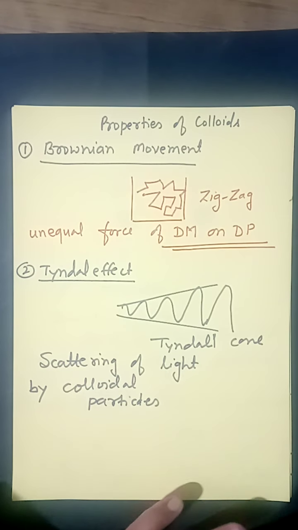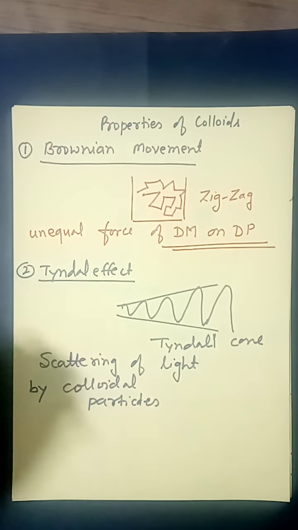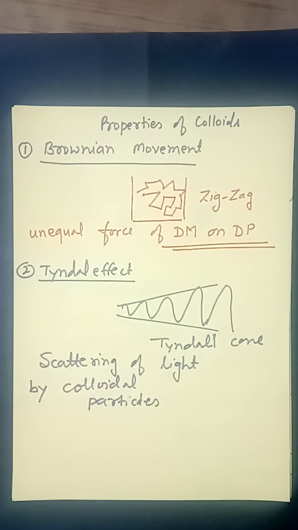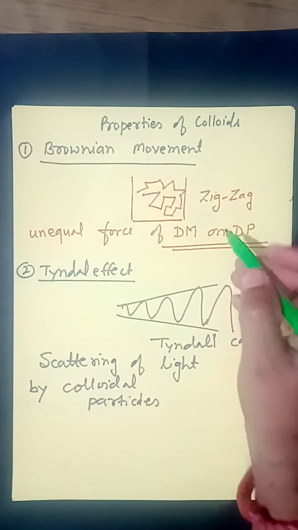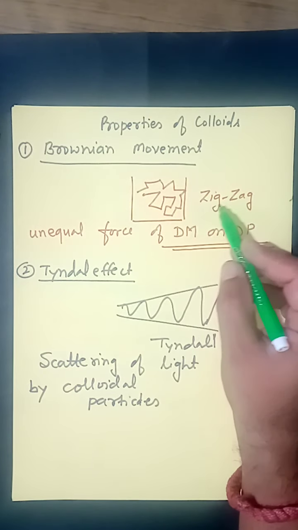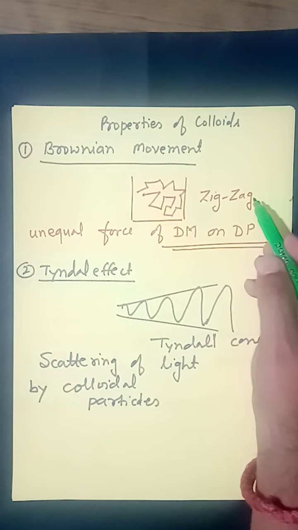Properties of colloid. Next topic. Again an important one. As far as your examination is concerned, there are 6 different properties of colloid you need to prepare here. The first is Brownian movement. You have studied earlier, it is zigzag motion. What is the meaning of this zigzag motion?